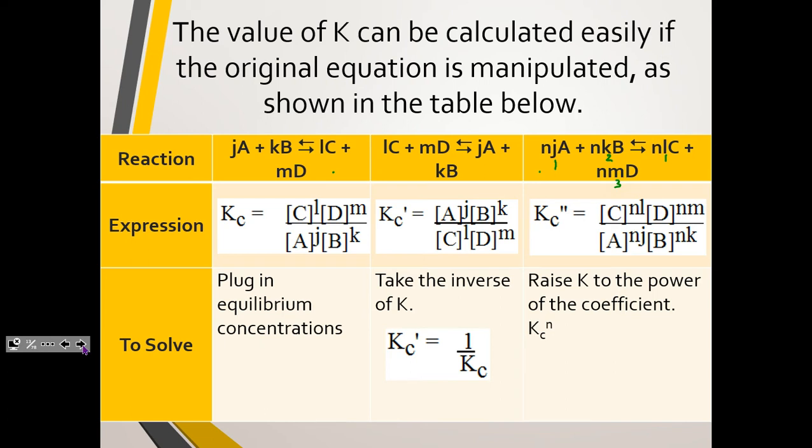We can actually easily manipulate the value of K if we change the stoichiometry of the reaction. So take the first example. A normal generalized equilibrium expression can be written according to the forward and backwards reaction. We can plug in equilibrium concentrations and actually solve for the value of KEQ. Now, once we have that, we can do a couple of different things to manipulate the values. So look at the second column here.